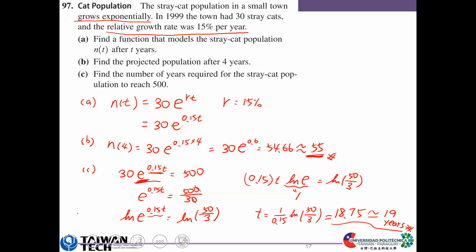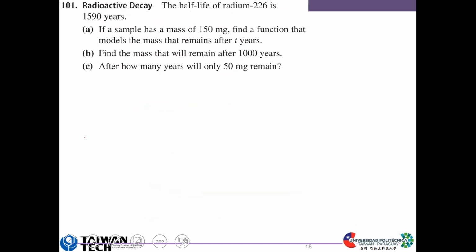And then let's look at the next problem, which is problem 101. Okay, problem 101, radioactive decay. The half-life of radium 226 is 1,590 years. A, if a sample has a mass of 150 milligrams, find a function that models the mass that remains after t years.